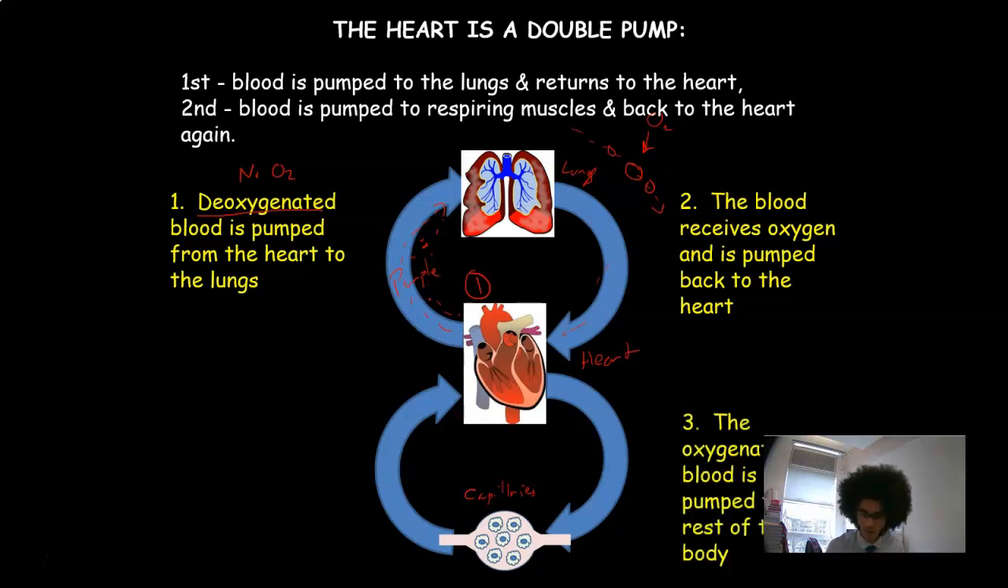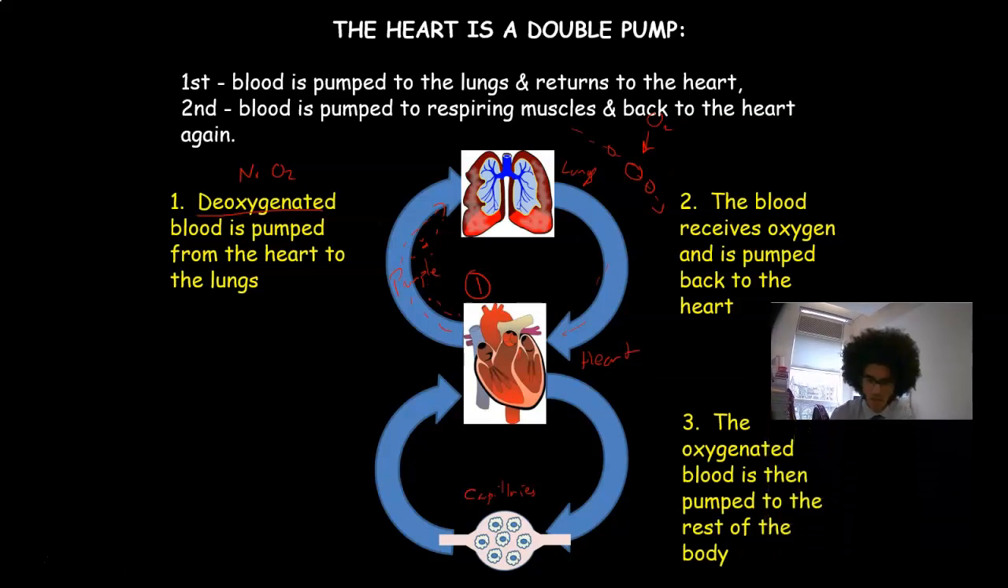So for the third bit, I'll just move my image here so you can see what it says. The oxygenated blood is then pumped to the rest of the body. Now this now has oxygen, so you have oxygen inside this blood as it goes round. As a result, the blood here is quite a deep red, rather than purple, and here is also a deep red, or just red if you like.